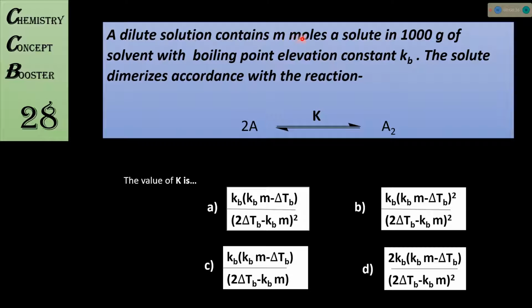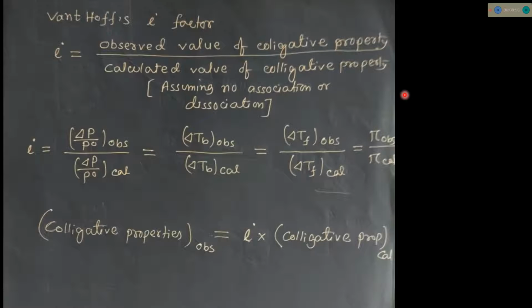Or you can say 1 mole of solute in 1 kg of solvent. 1000 gram means 1 kg. That is equal to molality. We write it as small m, molality. And in the case of molarity, it is capital M, molar solution. It is a 1 molar solution.